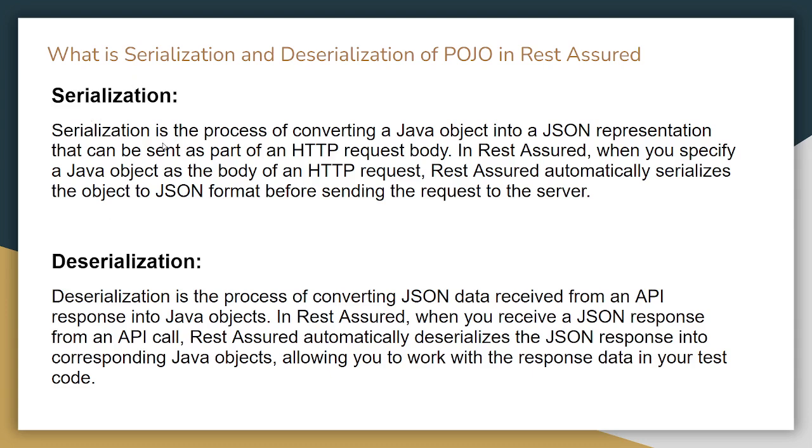So in the serialization process, you are converting a Java object into JSON. As I mentioned, you need to create your POJO class, a Java POJO class, and then use that to map with your JSON representation. Okay, REST Assured representation. So we will discuss this in the next session.